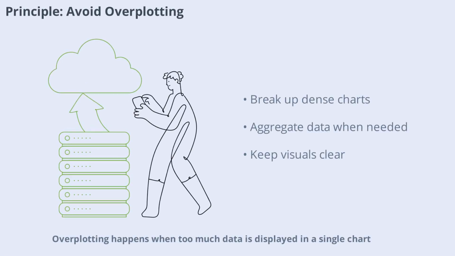Overplotting happens when too much data is displayed in a single chart, making it hard to see patterns or trends. If your chart looks cluttered, consider breaking it into smaller charts or using aggregation techniques. Clear visuals make it easier for viewers to interpret the data.